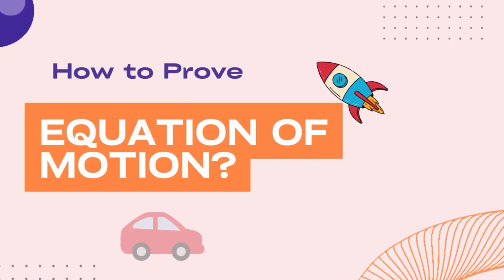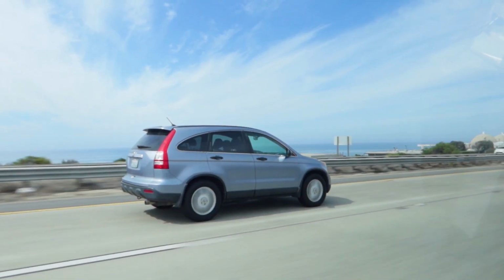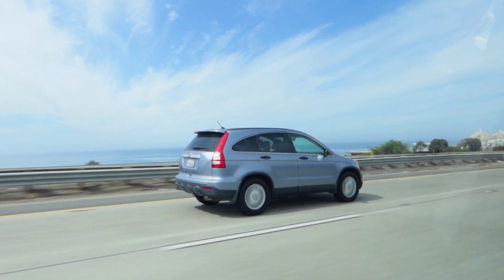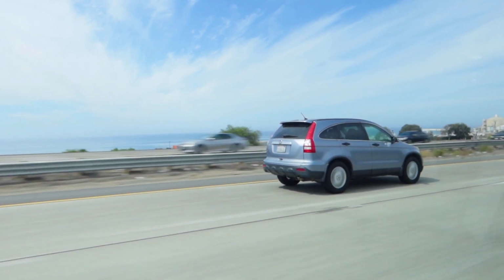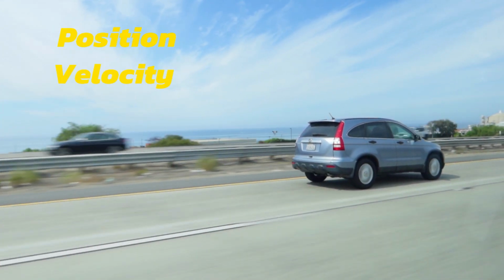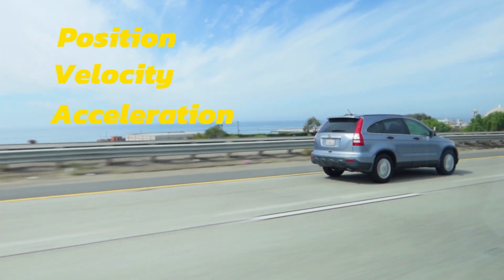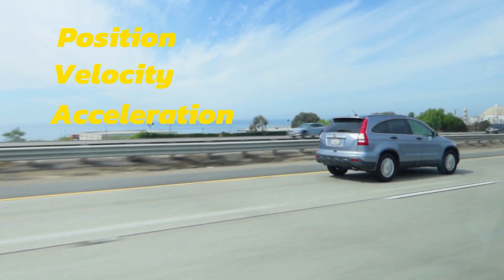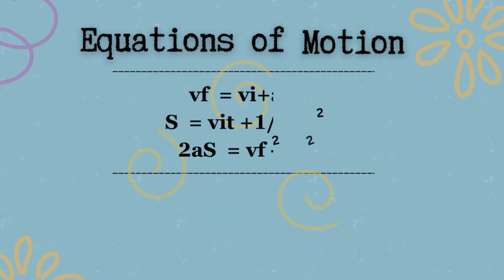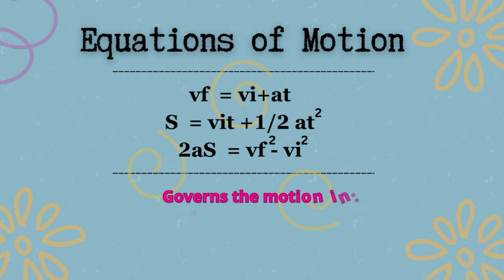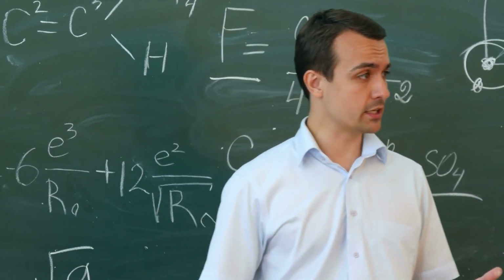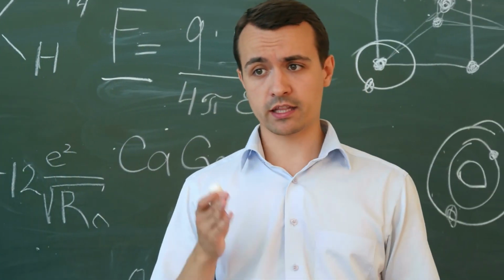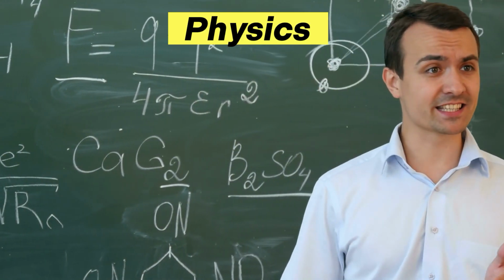How to prove the equation of motion? Equations of motion of kinematics describe the basic concept of the motion of an object, such as the position, velocity, or acceleration of an object at various times. These three equations of motion govern the motion of an object in 1D, 2D, and 3D. The derivation of the equations of motion is one of the most important topics in physics.